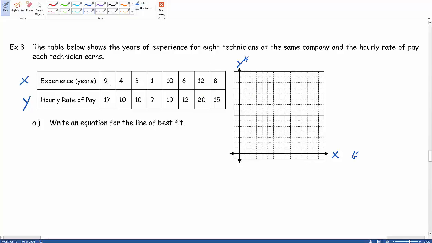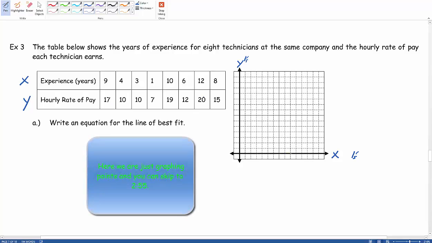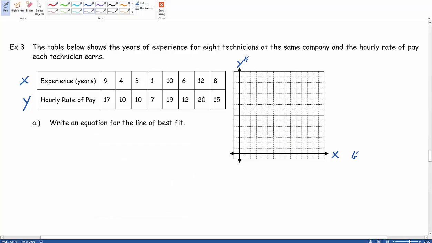So for the first item, we have 9, 17. So 9: 1, 2, 3, 4, 5, 6, 7, 8, 9. And then 17 goes 1, 2, 3, 4, 5, 6, 7, 8, 9, 10, 15, and then 16, 17 would be right about here. Then we end up with 4, 10. So 4 is right about there. Then we have 3, 10, which is right here.